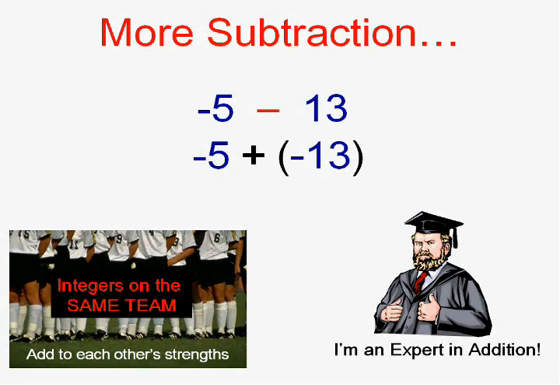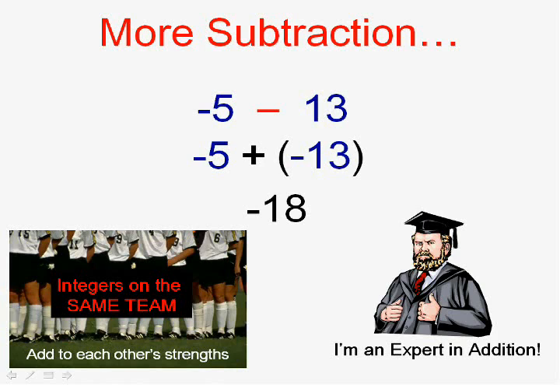Remember when two integers have the same sign? They just add to each other's strengths. Negative 5 plus negative 13 is negative 18. And there you go. Let's do another.